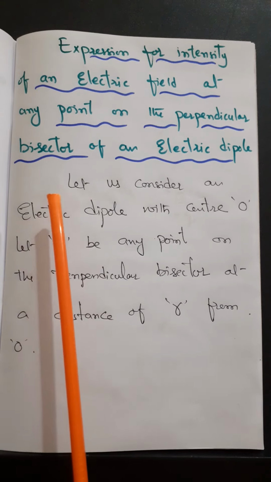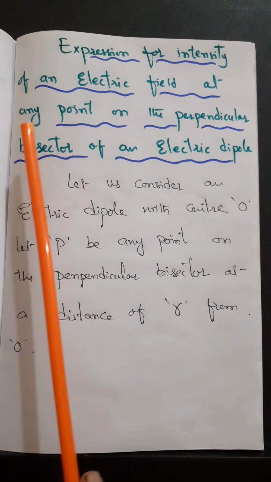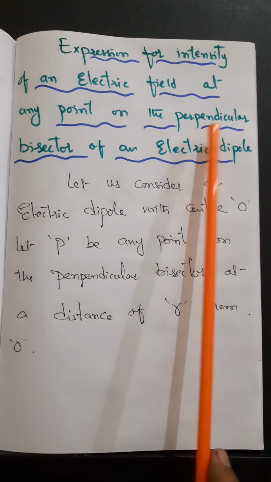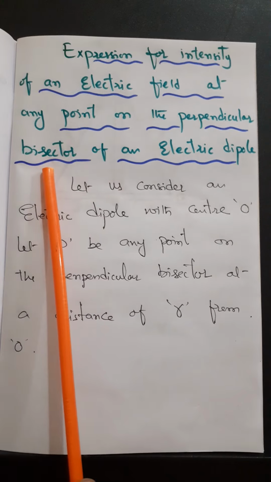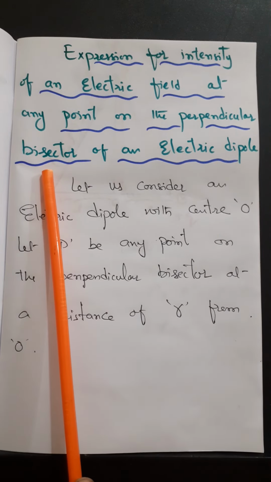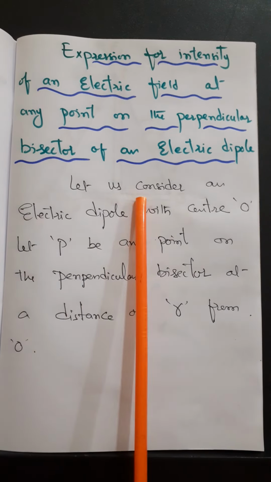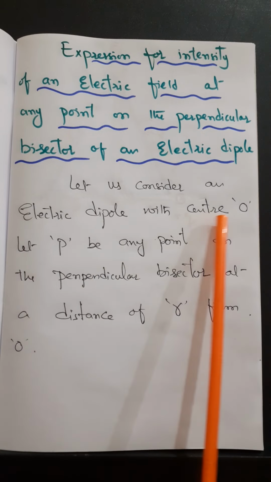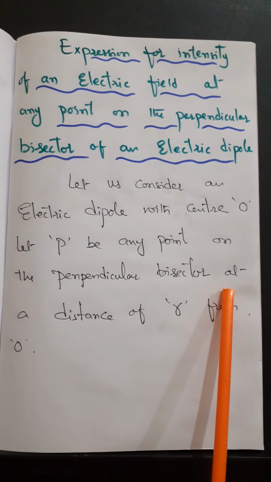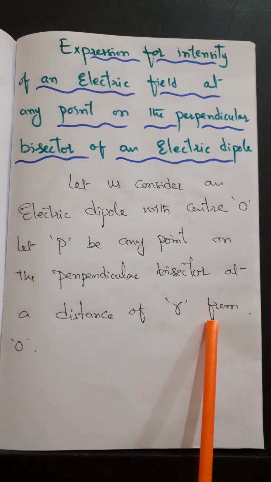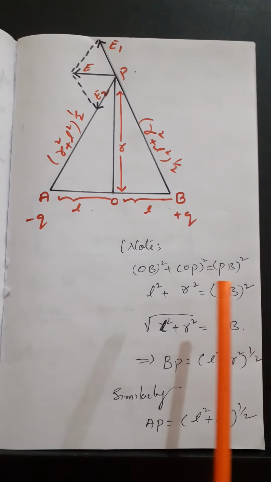Now I am going to find the electric field at any point on the perpendicular bisector of an electric dipole. Bisector means divided into two parts. Here, let us consider an electric dipole with center O, and let P be any point on the perpendicular bisector at a distance of r from O. So this can be seen like this.